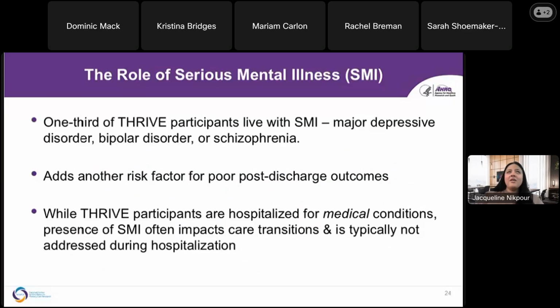And so on that note of social support, about 1.5 years into developing Thrive, we inadvertently realized that a whole lot of our patients, in fact, probably about 1/3 of our patients, live with some form of serious mental illness, typically major depressive disorder, schizophrenia, or bipolar disorder.